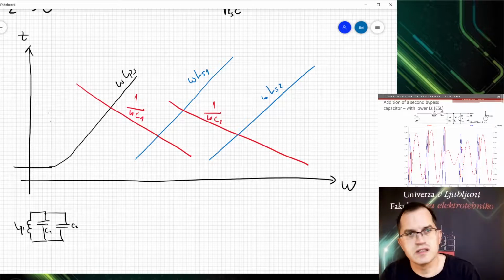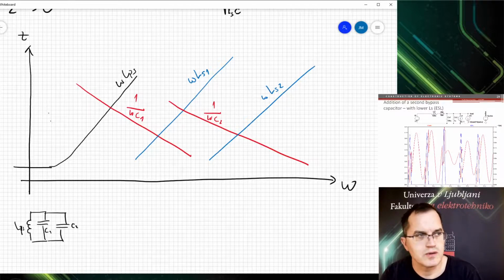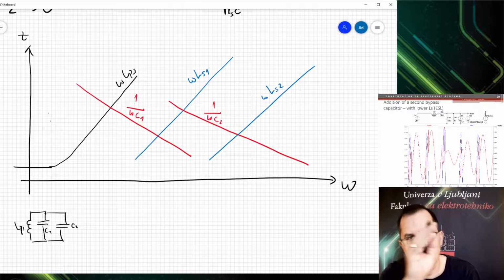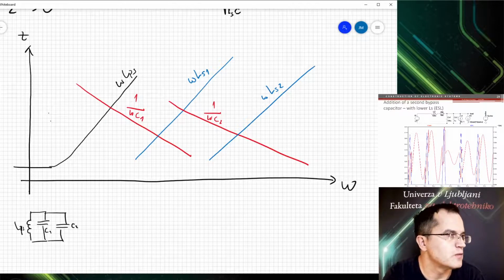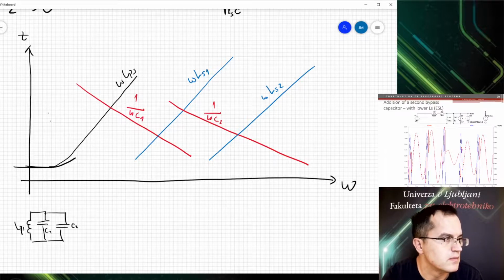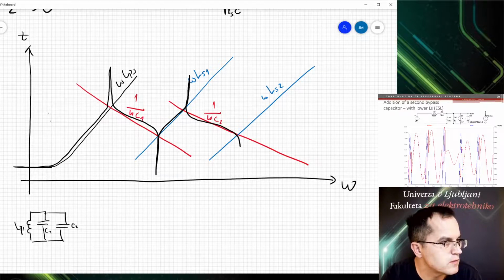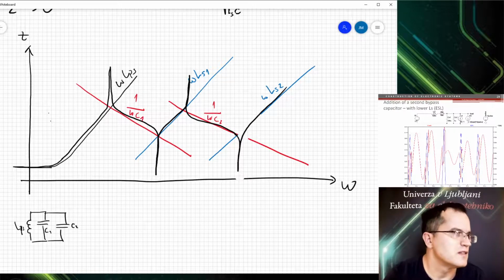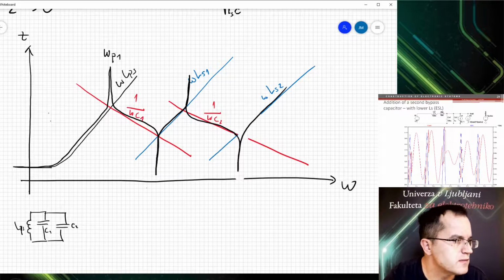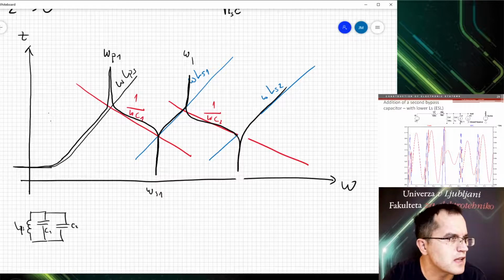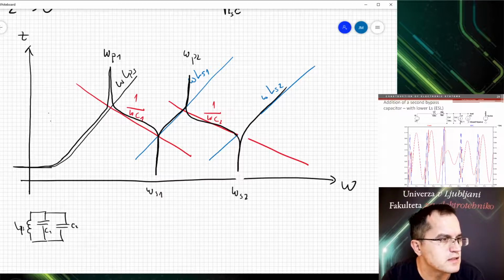The values are chosen in a way that they follow one after another. So the final verdict would be that blue curve here. So that would be the impedance of our circuit. The first resonance, the second resonance, the third resonance, the fourth resonance, and so on. So this is the first parallel resonance, this is the first series resonance, the second parallel, and the second series resonance.